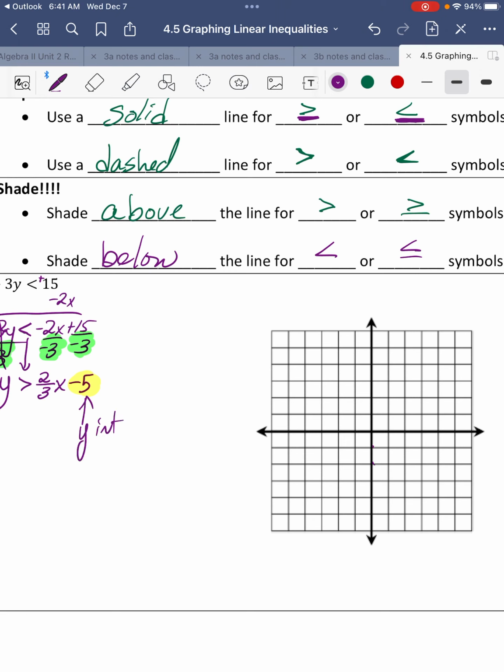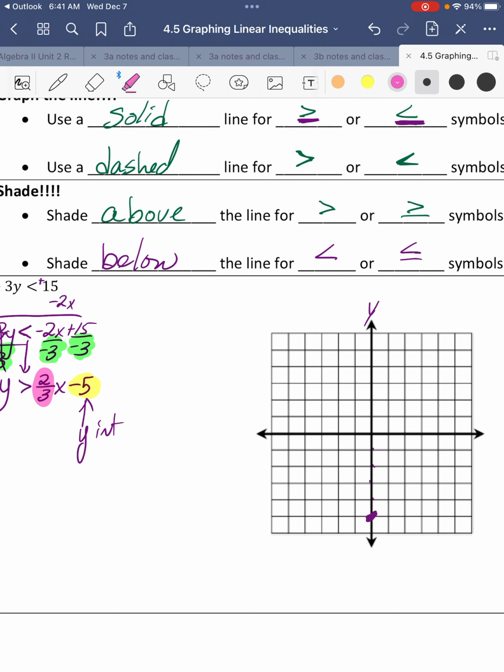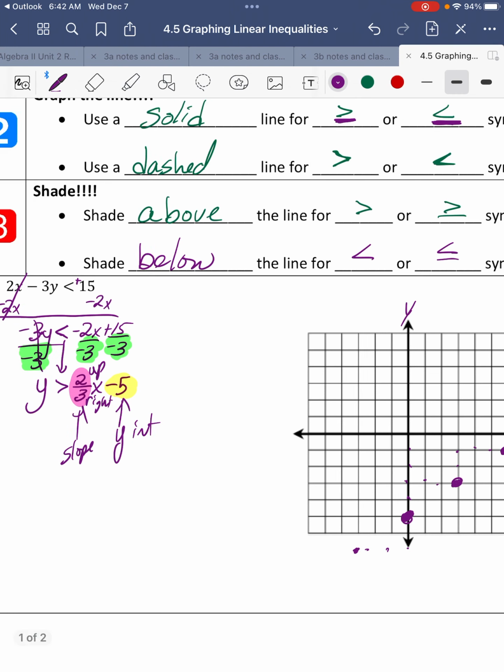So we're going to go down 1, 2, 3, 4, 5 on our y-axis. And we're going to use our slope. The slope is 2/3. That's our slope. So we're going to go up 2 because it's positive and right 3 because 3 is positive. So from the y-intercept, I'm going to go up 2, right 3. Up 2, right 3. I can't go down 2 and left 3. It's off the graph. It doesn't really look that great.